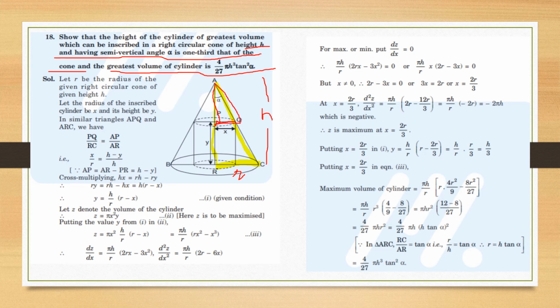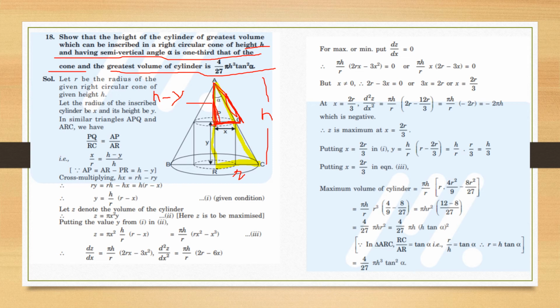Okay, this triangle APQ is similar to this triangle ARC. Both are right triangles. Now, by the concept of similar triangles, PQ upon RC is equal to AP upon AR. Now what is AP? This complete height is H and this part is Y, so AP is H minus Y.